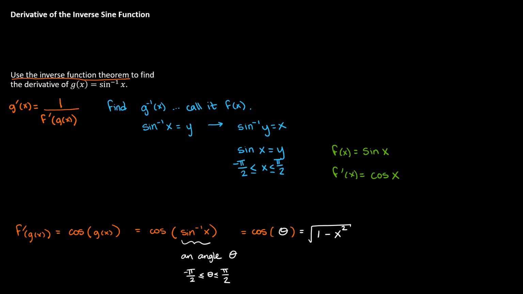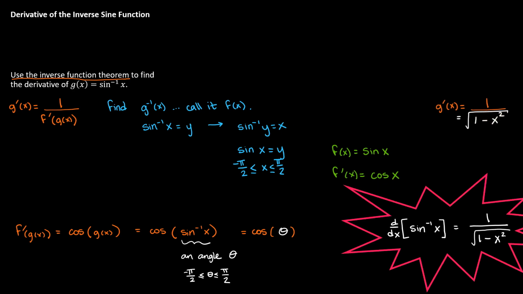Now we're ready to complete the inverse function theorem. We've simply calculated the denominator. Coming back to our theorem, we need to replace the denominator with what we found it to be. And then we can conclude the derivative of sine inverse is 1 over the square root of 1 minus x squared. And we were able to determine that by using the inverse function theorem.